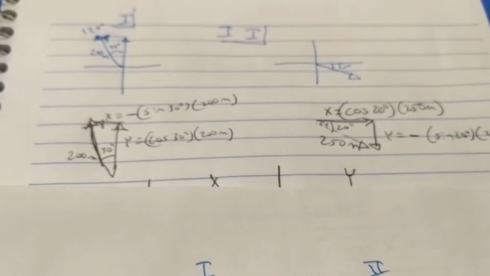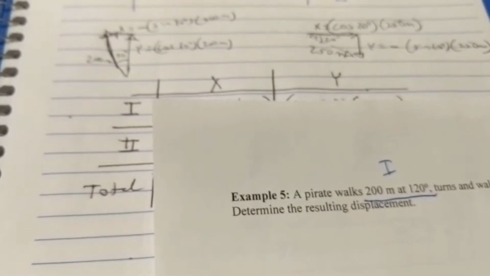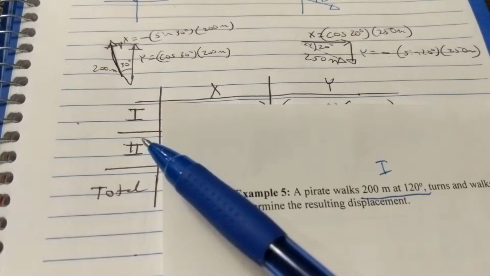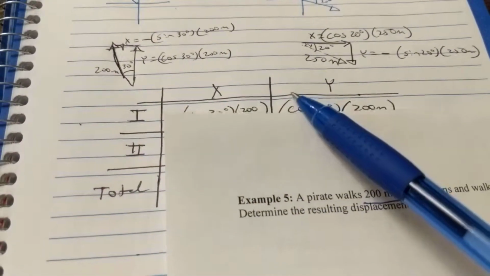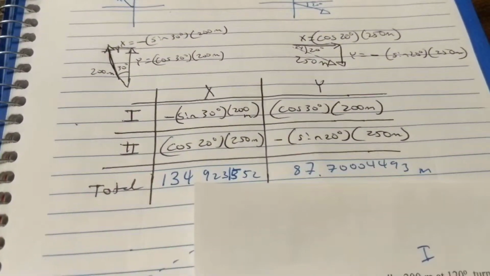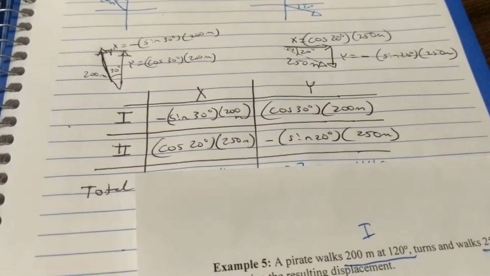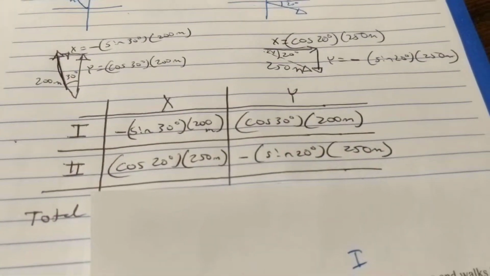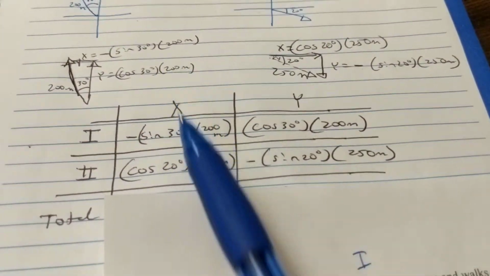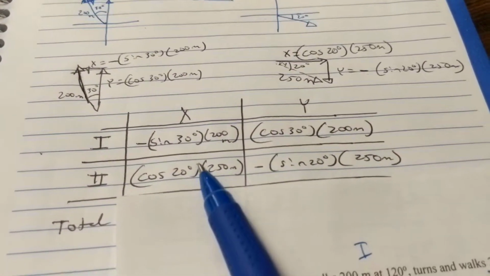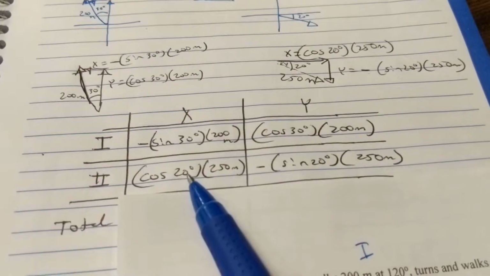Now that you've got all your components split, make a table for yourself, where we've got our section 1, section 2, and our total. Split up the XY, and we're just translating that data into our table. So all we're doing now is taking the values we looked at above and putting all the X's together and all my Y's together. And then what I want to do is sum these. So I want to add these two together.